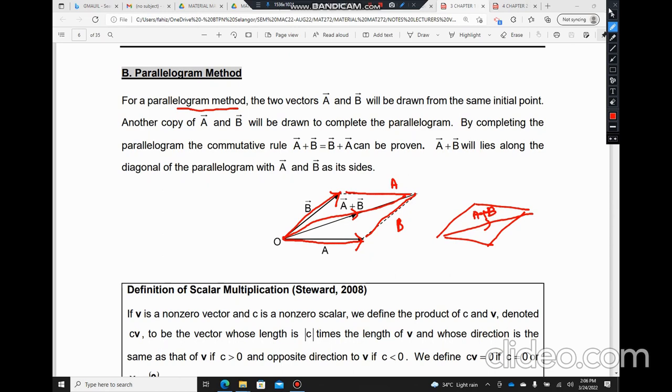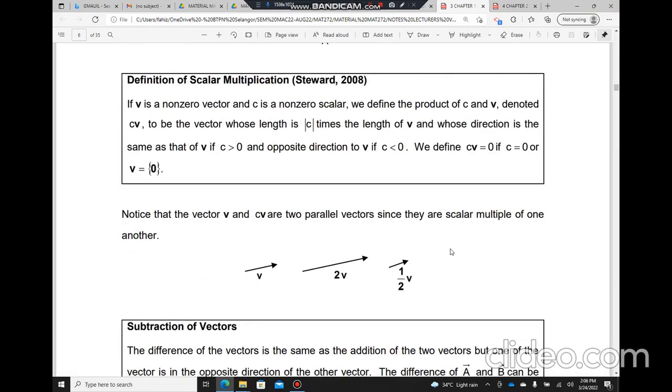Okay, then we also have definition of scalar multiplication. Okay, if V is a non-zero vector and C is a non-zero scalar, we define the product of C and V, denoted CV, to be the vector whose length is C times the length of V and whose direction is the same as that of V if C greater than 0 and opposite direction to V if C less than 0. We define CV equals to 0 if C equals to 0 or V equals to 0.